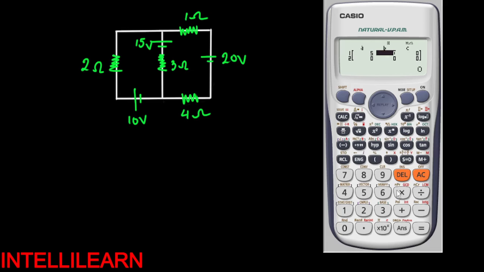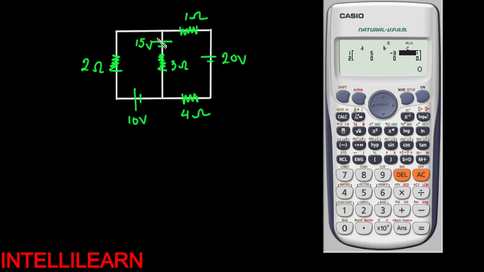Then for the first loop, the total resistance is just these 2 and these 3. Between the first and second loops, we have these 3, so we enter it as minus 3, right? We go around the first loop. This is a drop of 15.